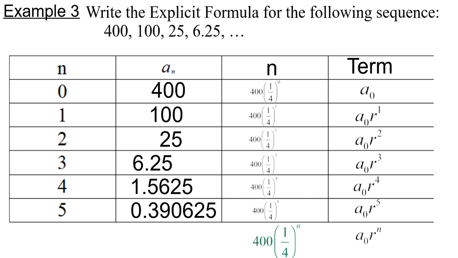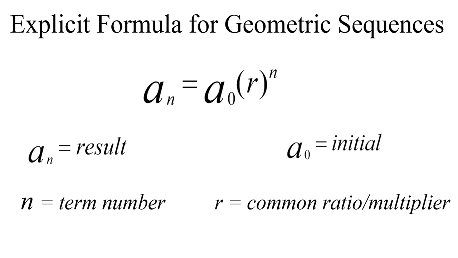So when we talk about writing the explicit formulas, in particular for geometric sequences, these are the parts that we need. So again, just like for the arithmetic, a sub n is always your result. You always want to go with the initial term, this time times the ratio or your multiplier, to the power of whatever term number you're looking for, because it's saying how many repeated multiplications are happening versus in arithmetic, how many repeated differences happened.